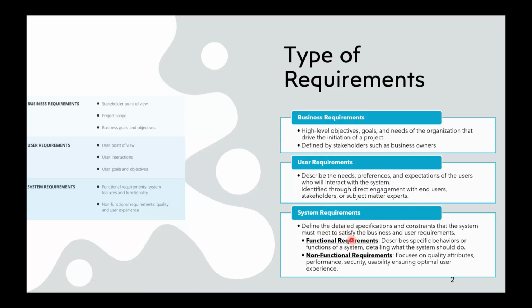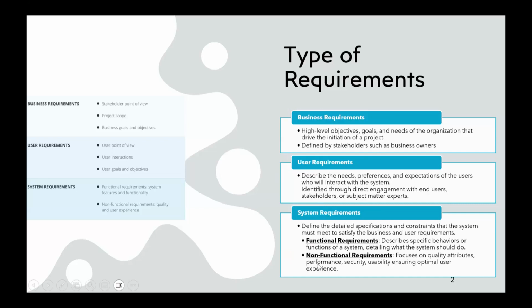The first one is functional requirements. User requirements are more related to the functional requirements, because in the functional requirements you describe all the functions of the system. Meaning that you need to know what the system should do. That's why for this purpose you need to collect the user requirements. This is the related requirement.